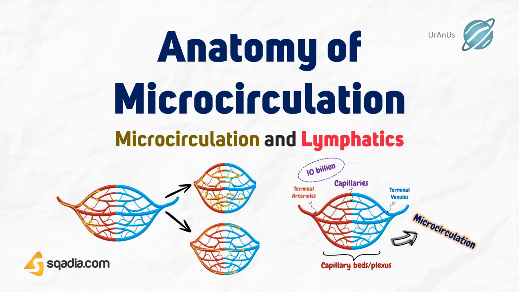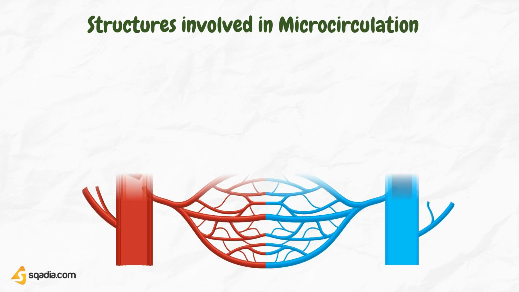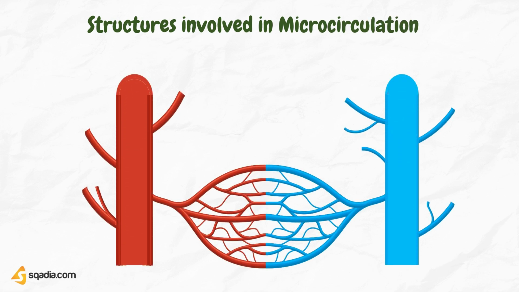Before going into the detailed physiology of microcirculation, let's first look at its brief anatomy so that we can learn what structures play a role in microcirculation. We have seen in the previous slide how vessels branch out of each other, making a tree-like structure.